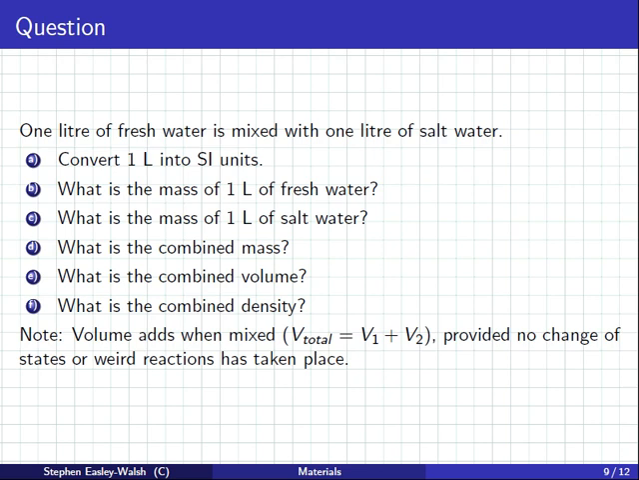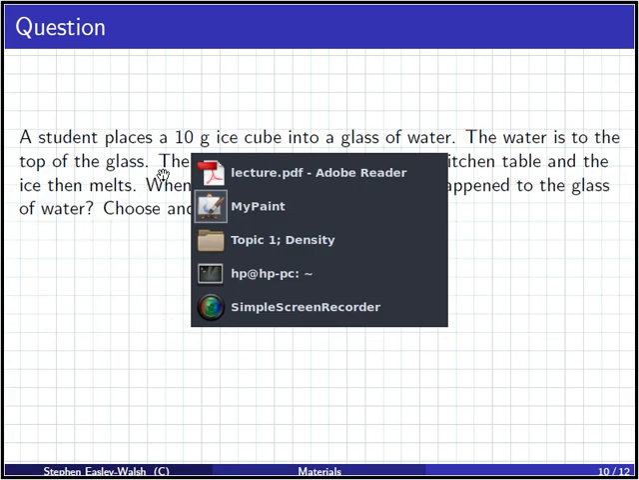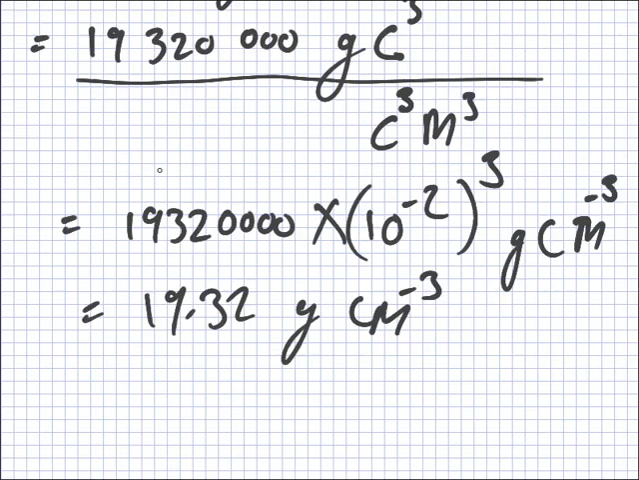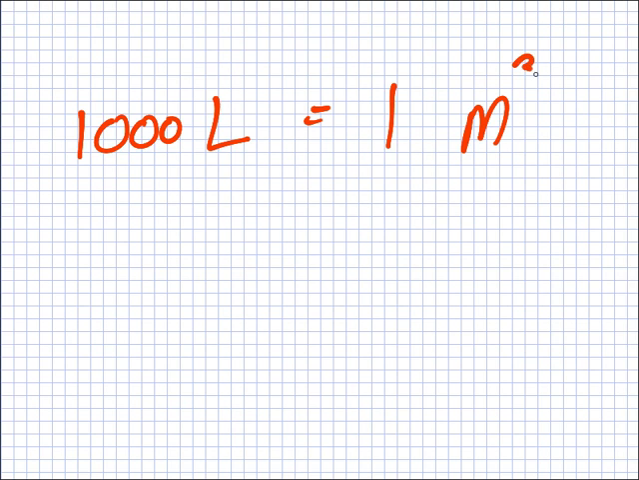No. Because think about it, 1 litre is quite small. What is it? Oh no, I thought you had it. 1 millilitre equals 1 centimeter cubed. Yeah, okay. 1,000 litres equals 1 meter cubed. 1,000 litres equals 1 meter cubed. Yes? Let me write that down for you. 1,000 litres equals 1 meter cubed.